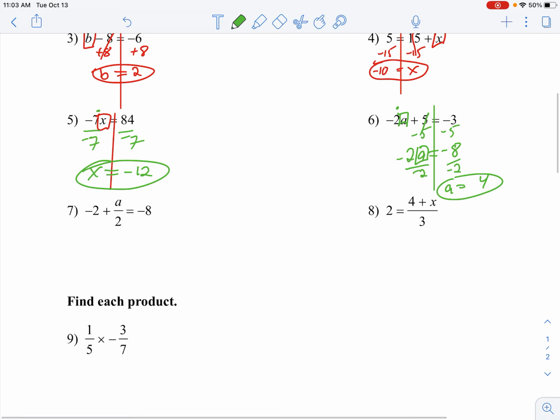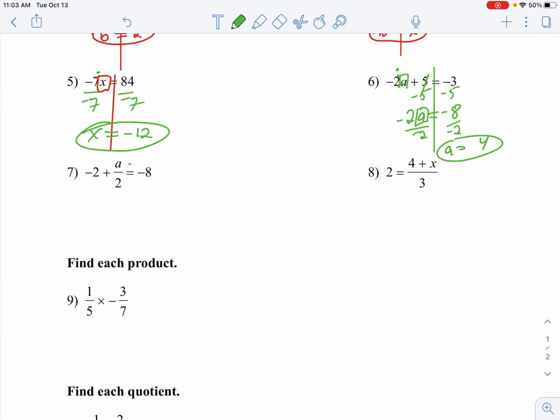Number 7, same deal. In this case, it's a two-step equation. A is being divided by 2, and it's got a negative 2 being added to that. So I'm going to get rid of this plus 2 to start off with. I'm going to move it to the other side. Negative 8 plus 2 is negative 6. Now it's a dividing by 2, so the inverse of division is multiplication. 2's cancel out. Negative 6 times 2 is a negative 12.